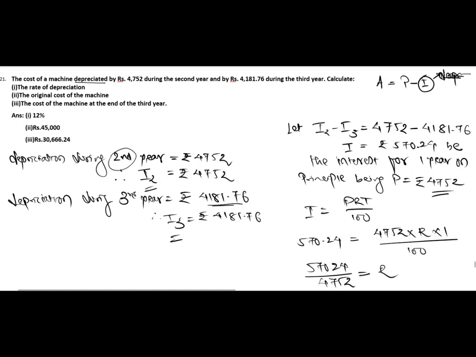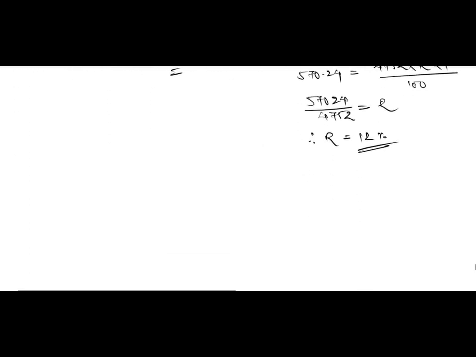Okay, now second question, you've got the answer of one question, so 1 mark is in your pockets. Actually 2 marks for this. Okay, this was a long method. Second question is the original cost of the machine. Now we know that the machine depreciates by rupees 4752 during second year. And original cost they have asked. There is no way to go back and find the original cost.